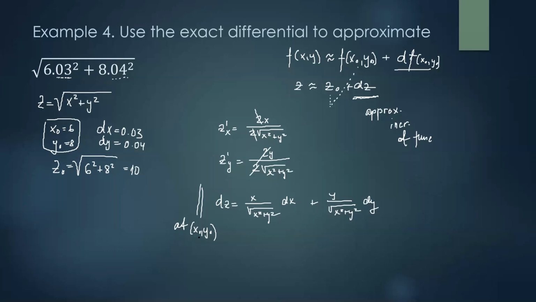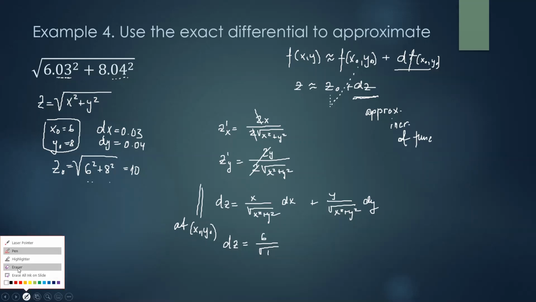And so at this point, now we see what the exact dz value would be. Let's put in the values of x and y. So x is 6 divided by the square root of, well, we know that it's 10 already, the square root of 100, sorry, it's 10. The square root itself is already 10.